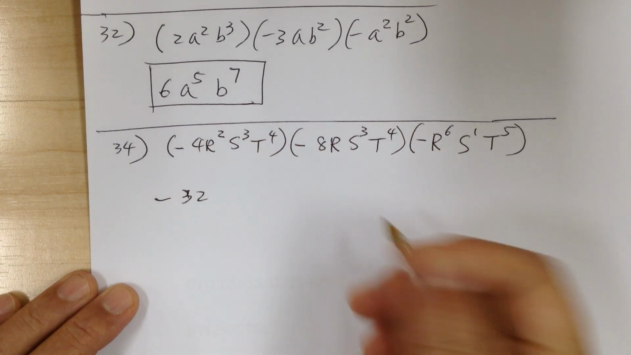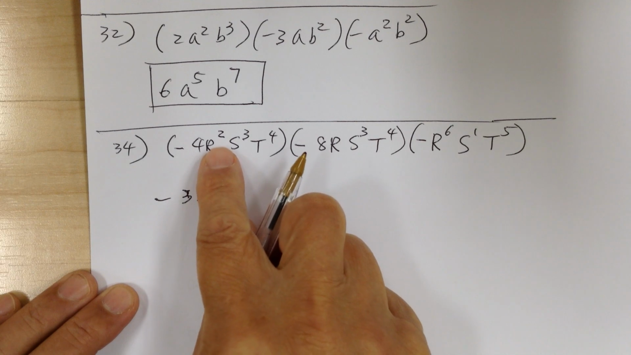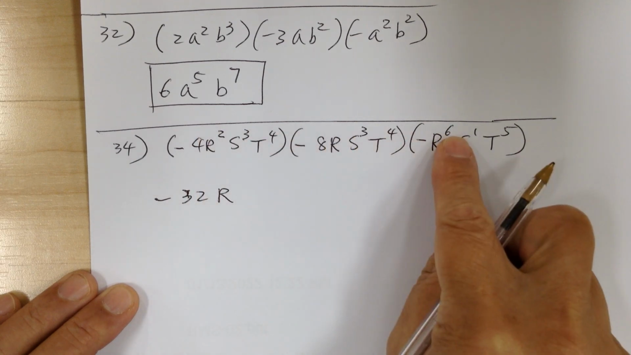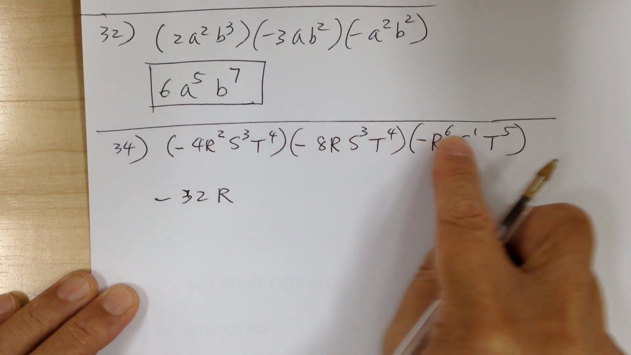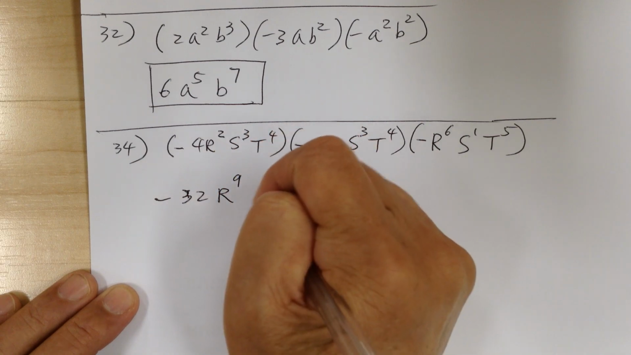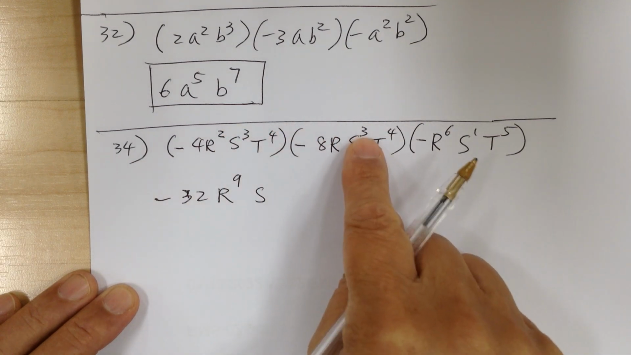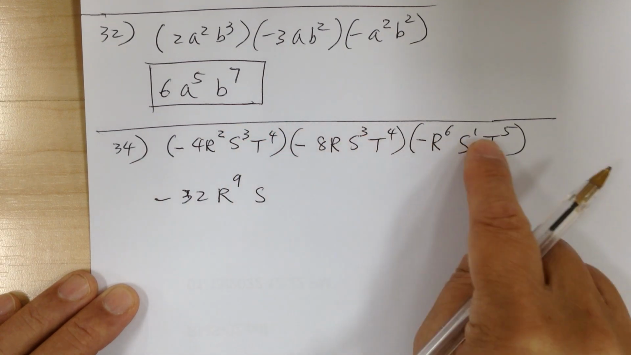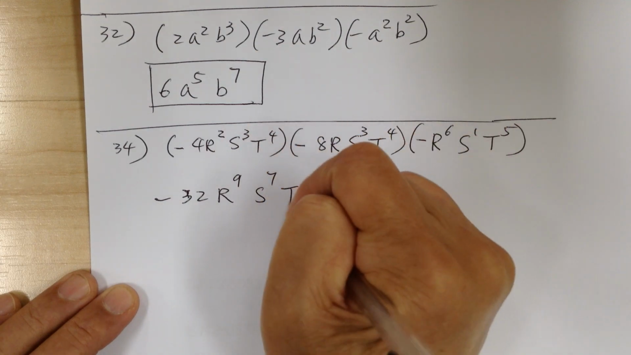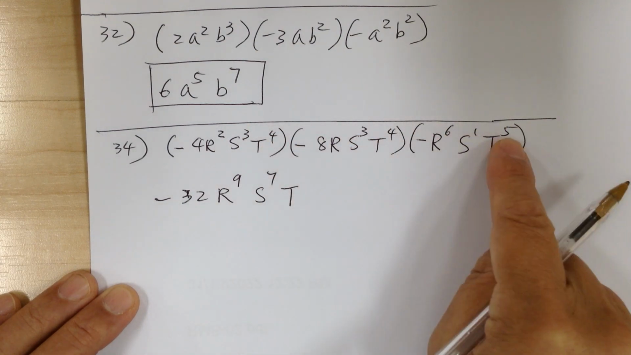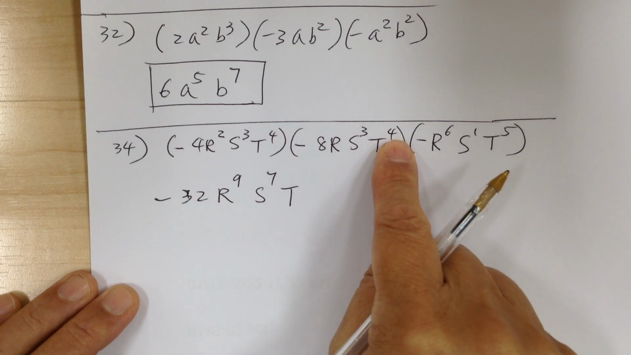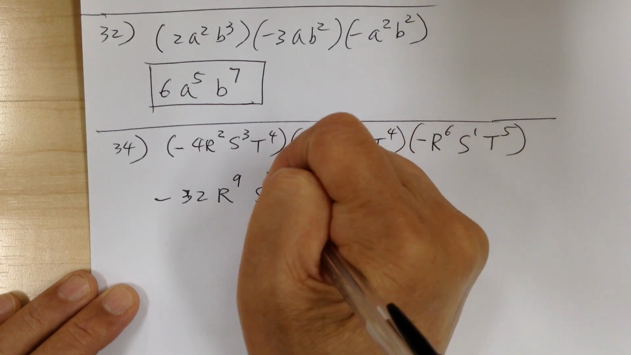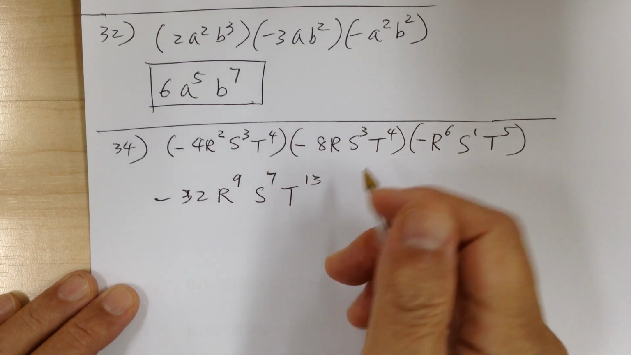And then just go down the alphabet, so let's do the r. So you got 2 plus 1 plus 6, so 2 plus 1 is 3, plus 6 will be 9. Then do the s, so s to the 3 and the 3 and the 1, so 3 plus 3 is 6, plus 1 is 7. Then do the t, so 4, 4, 5. So 4 plus 4 is 8, plus 5 is 13. Okay.